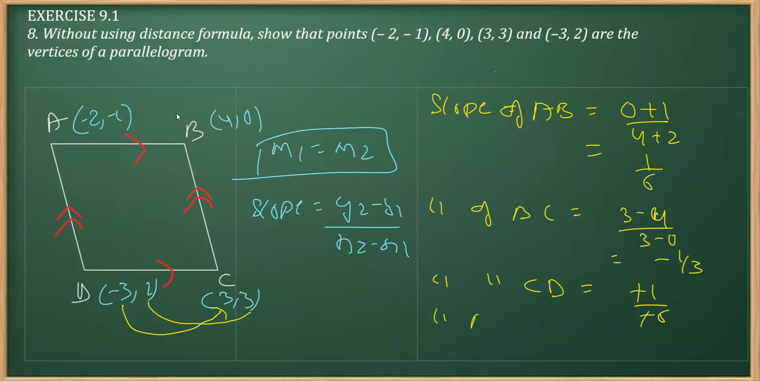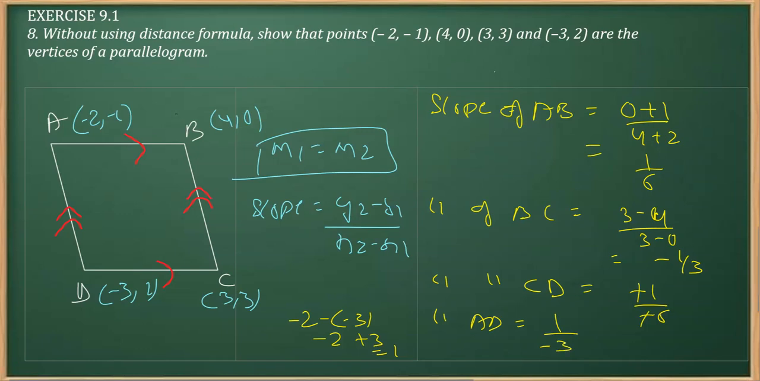Finally, the slope of AD. y2 minus y1 is minus 2 minus minus 3, so it's minus 2 plus 3, which is equal to 1. Then 1 over, minus 1 minus 2, which is minus 3.